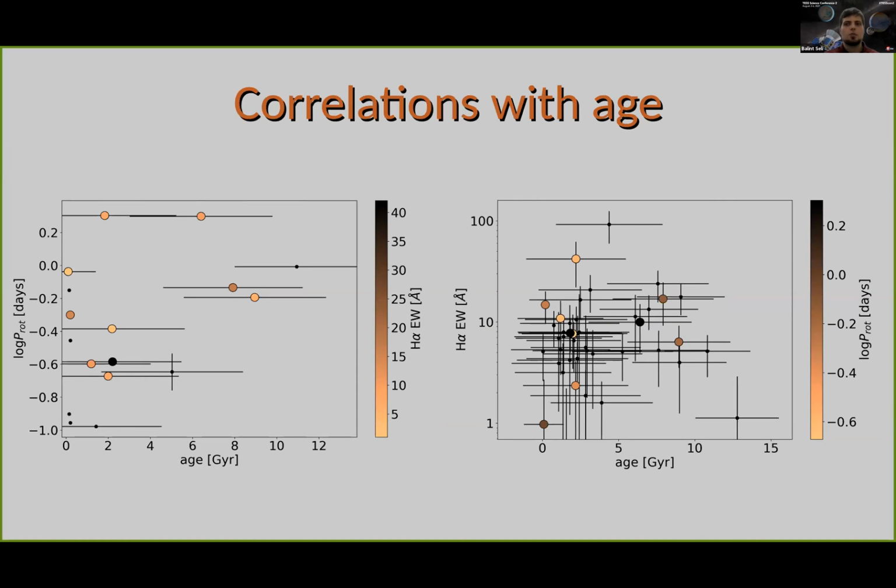But now we can search for some possible correlations with the stellar age. On the left, you can see rotational period versus age. And while there might be some weak correlation, it is not really significant, but that might just be because of the high errors on stellar age. And on the right, you can see hydrogen alpha equivalent width versus age, where it was measured from the resource spectral library again. And there's quite a lot of scatter here as well, but we could argue that the activity of these stars is saturated, so the rotation rate or the age no longer influences the hydrogen alpha emission.